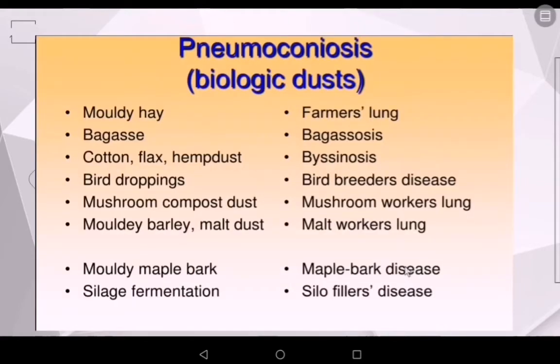So these are some examples of the biological or the organic dust, which include moldy hay causing farmer's lung, bagasse causes bagassosis, cotton, flax, and hemp dust cause byssinosis. One thing about the bagasse, it is a remnant of sugar cane after the extraction of its juice. It is used as a biofuel. Bird droppings cause bird breeder's disease, mushroom compost dust causes mushroom worker's lung, moldy barley malt dust causes malt worker's lung, moldy maple bark causes maple bark disease, and silage fermentation causes silo filler's disease.